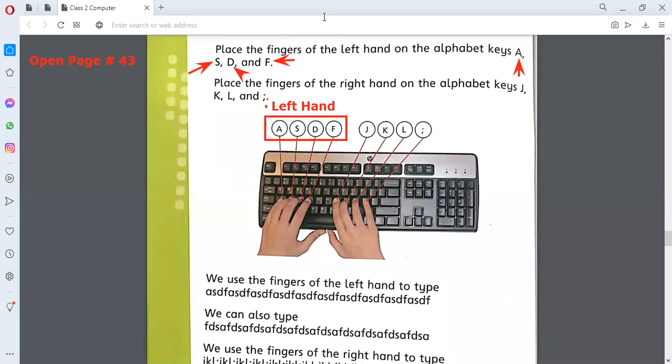And then on the next line, what is written? The next line says, place the fingers of the right hand on the alphabet keys. So now it's time for the right hand. Now, what do we have to do?